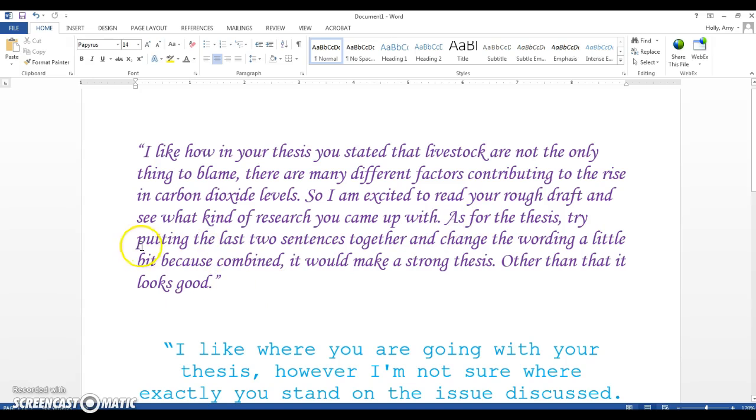So this suggestion here about putting the last two sentences together and changing the wording a little bit to make it a stronger thesis when it's combined into one sentence, that is really actionable. It's very helpful. That is a direct suggestion that this person can take to their writing and improve on their thesis based on this comment. So I just wanted to point out that that is the kind of constructive suggestion that we're looking for. It points out some strengths in the thesis. It also points out some weaknesses in the thesis, and then ties those weaknesses to an action that this person can take to improve their writing. So that is particularly what we're looking for here.